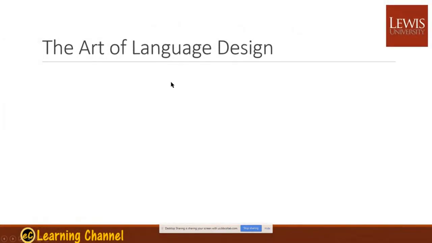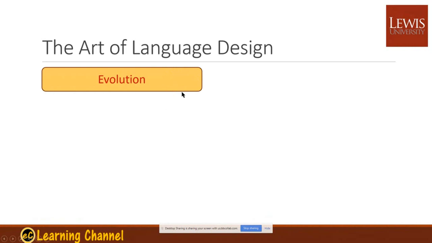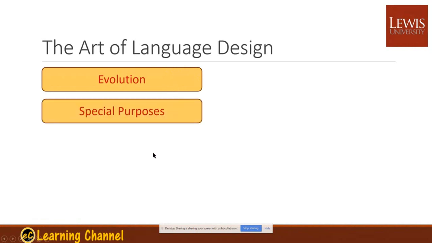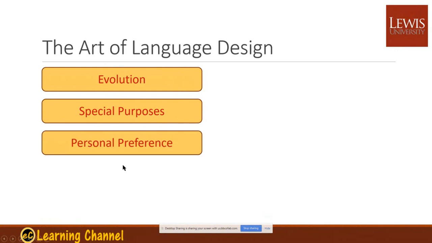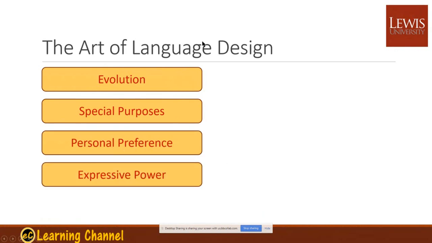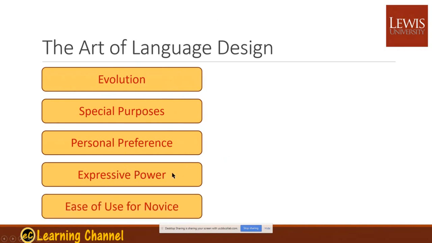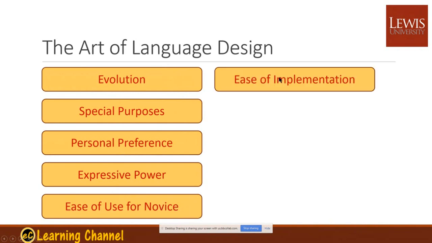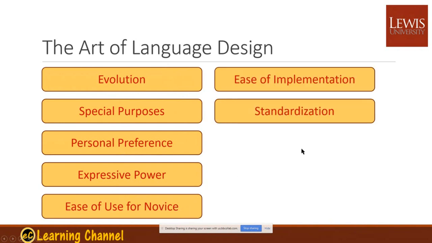So language design is an art, including the factor of evolution and maybe certain special purposes, and it is also related to personal preference. One important factor is how expressive it is, and it needs to be easy to use for novices, and easy to implement, and standardized.